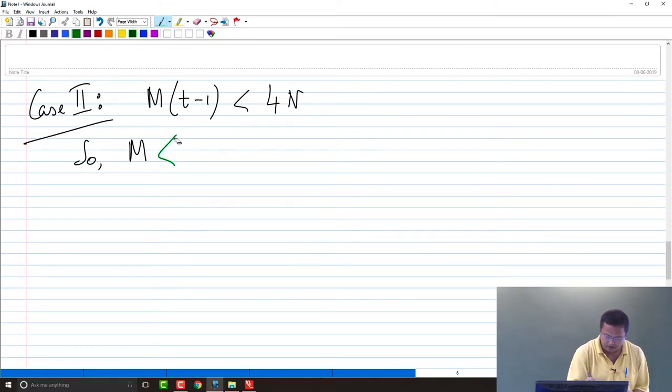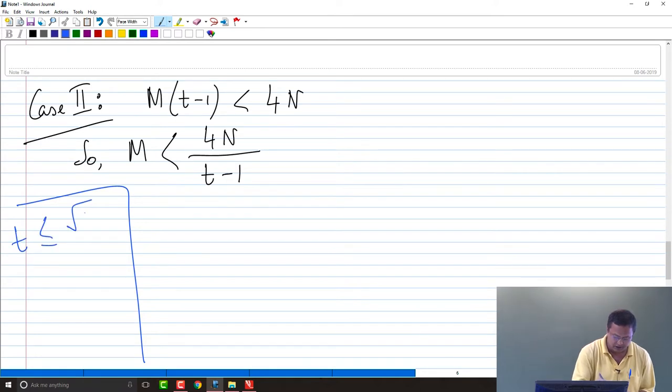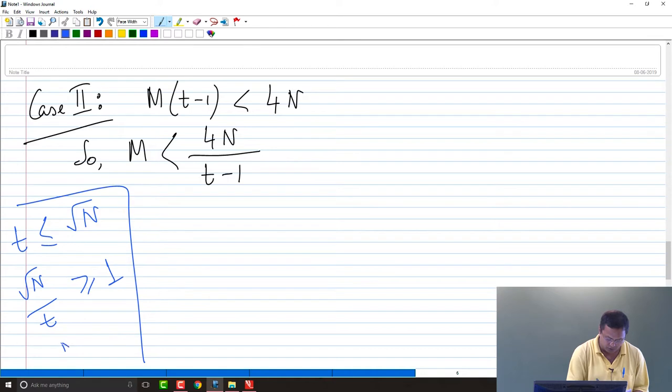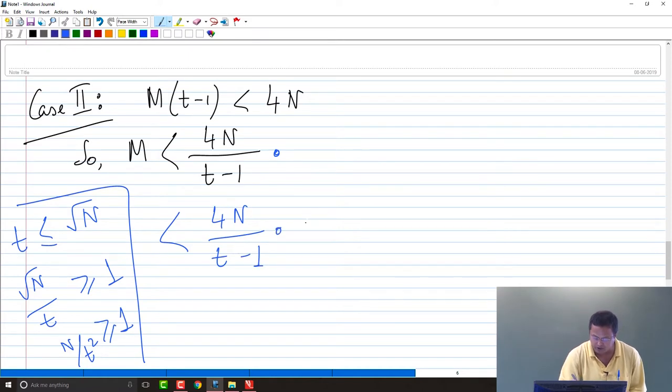So, m is less than 4n by t minus 1, and you can see that because your t is less than square root n, square root n by t is greater than or equal to 1, and so n by t square is also greater than or equal to 1. So, you multiply 4n by t minus 1 with something greater than 1, with a constant that is greater than 1, and you replace this one. So, you can write n by t square here, and that would again be some constant into n by t cube.